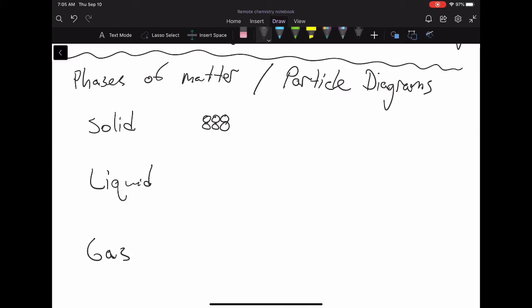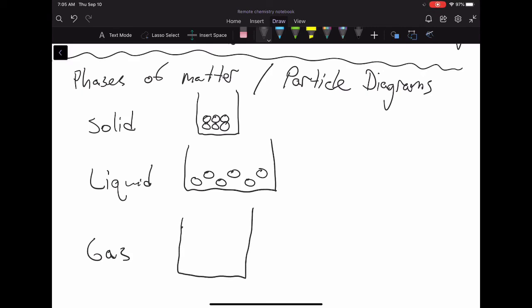Now for a liquid, when you draw a particle diagram for a liquid, they're going to be a little bit more spaced out, but if these were in containers, you would still have all those particles at the bottom of the container, right? There's no liquids floating around or hovering in the gas phase. So when we draw a gas, if we draw our container first, your particles of gas are going to take up the space of that container, and so they're going to spread apart.